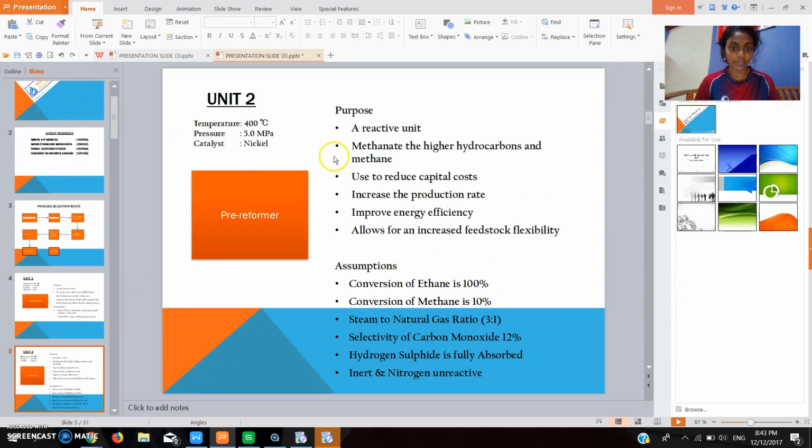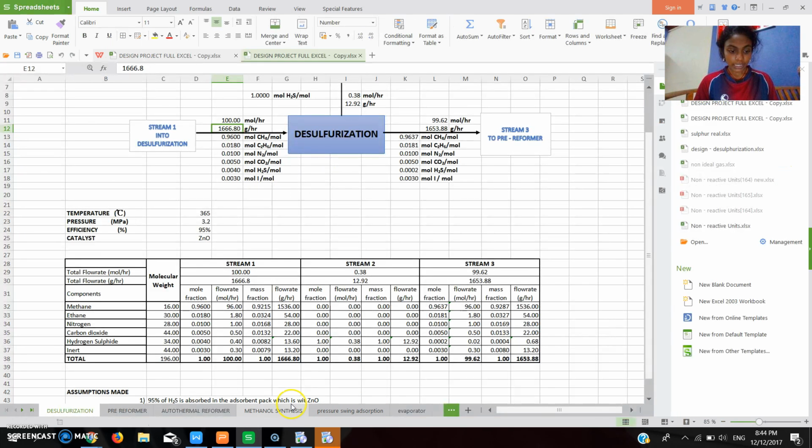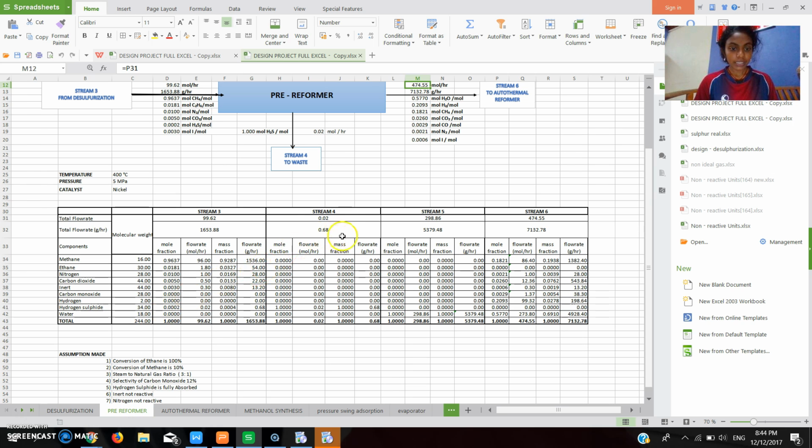Next, my second unit is the pre-reformer. The purpose of this unit is to methanate the higher hydrocarbons and methane. So these are the advantages of it, and these are the conversions. The equations involved are methane plus water, and we will get carbon monoxide, hydrogen, and also carbon dioxide. As we see in Excel, 0.02 hydrogen sulfide, which is the whole hydrogen sulfide, is removed, and water is added, and for the ongoing stream, 474 mole per hour of flow is sent to the next stream.